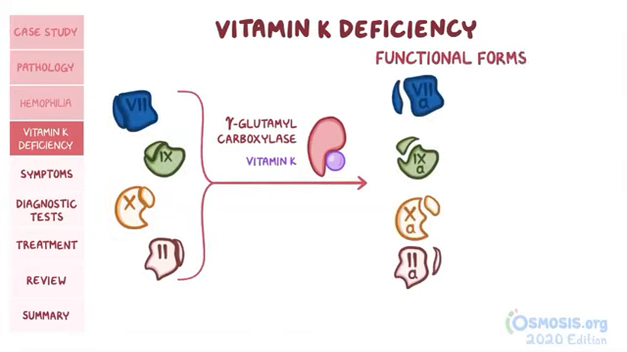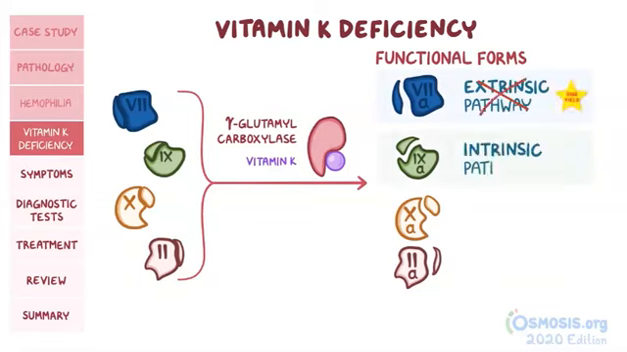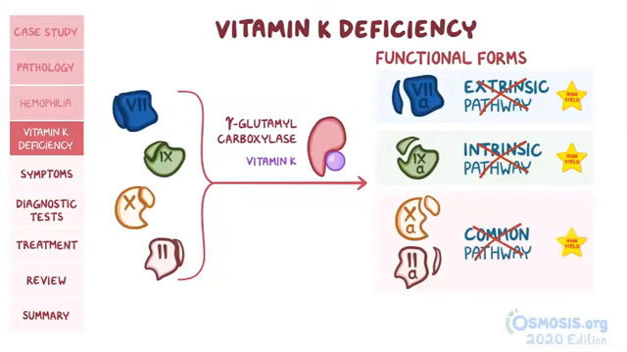So without vitamin K, the loss of factor 7 means that the extrinsic pathway won't function, and without factor 9, the intrinsic pathway won't function. And without factor 10 and 2, the common pathway won't function. So all the pathways in the coagulation cascade are affected in vitamin K deficiency.